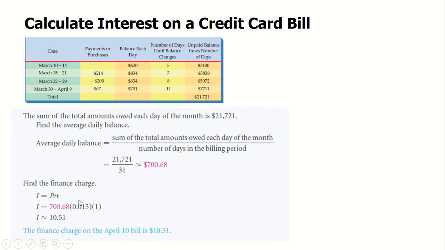So P times R times T. 0.015 is the interest on your average daily balance, and 1 for 1 month, for the month of March to April. Your interest is equivalent to 10.51, or your finance charge on top of the outstanding balance, 701, is $10.51.